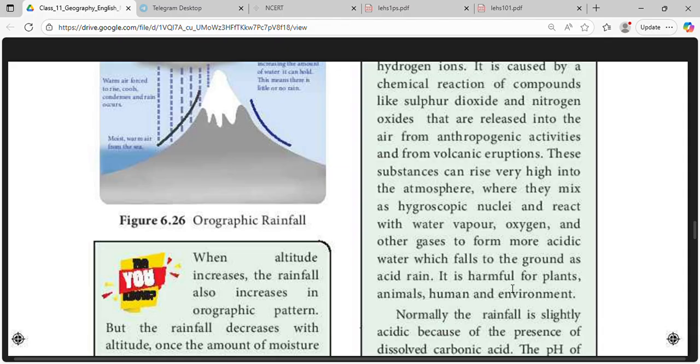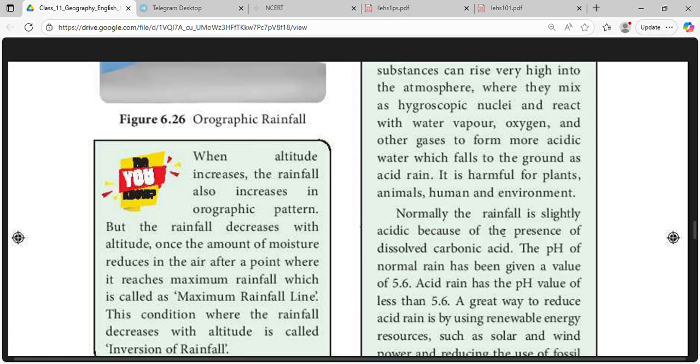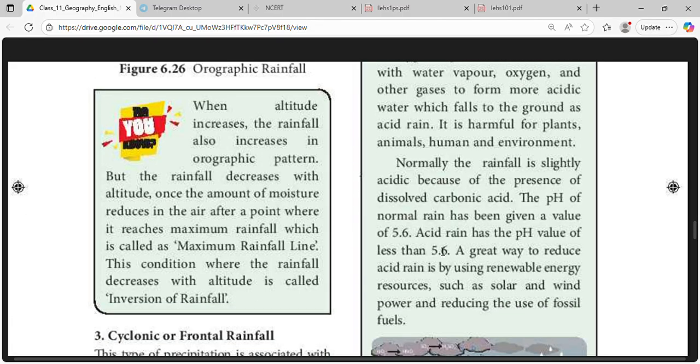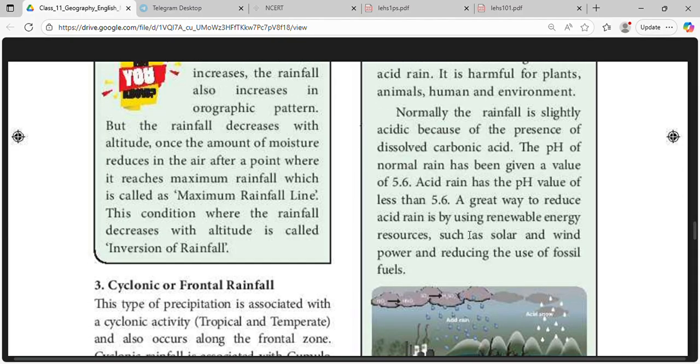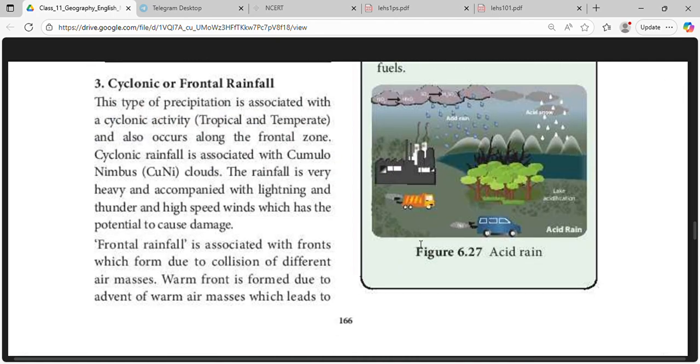It is harmful for plants, animals, human environment. Normally, the rainfall is slightly acidic because of the presence of the dissolved carbonic acid. The pH of the normal rain has a given value of 5.6. Acid rain has the pH value of less than 5.6. A great way to reduce acid rain is by using renewable energy sources such as solar and wind power and reducing the use of fossil fuels.